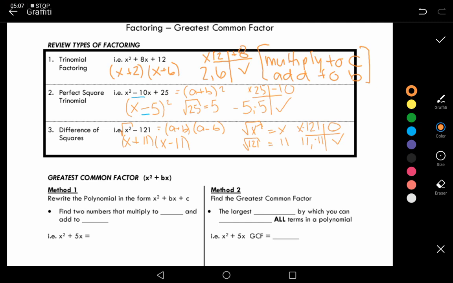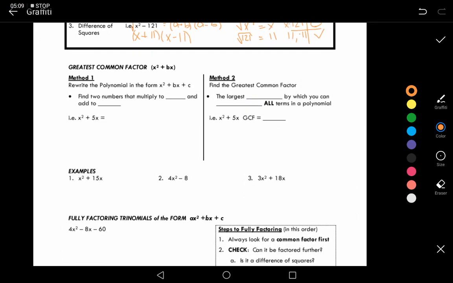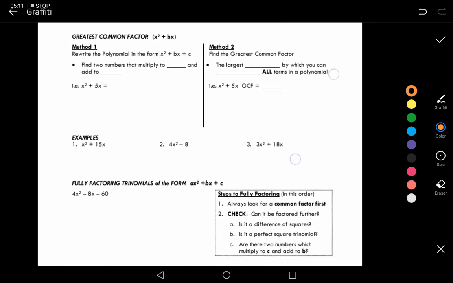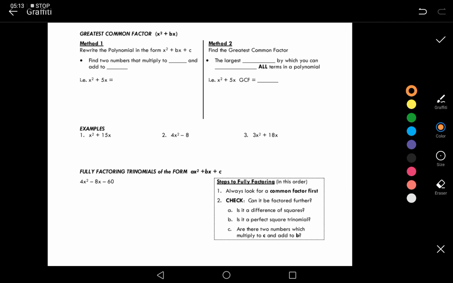So that was all review from that last note. This is a very quick, short note here. We're going to be talking about, like I said, the greatest common factor. We have two different methods of doing this. Before, what we would have done is just rewrite the polynomial in the form x squared plus bx plus c. When we do that, we know that we have to find two numbers that multiply to give us c and add to give us b.